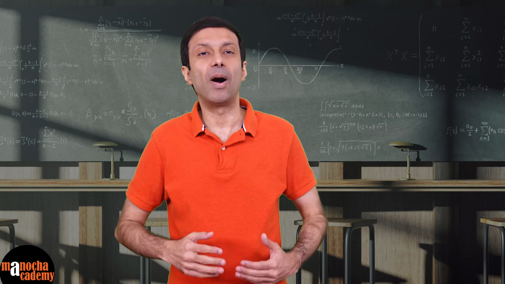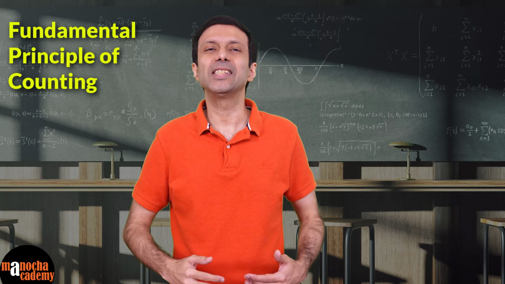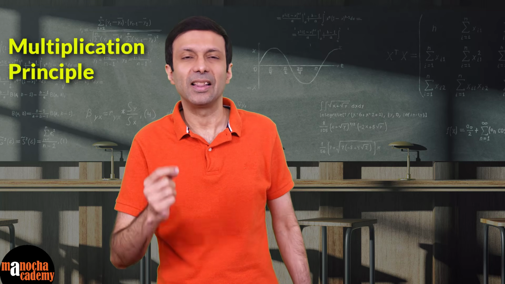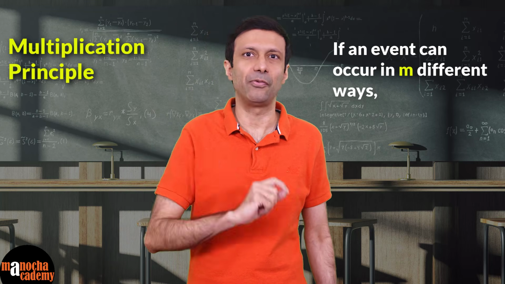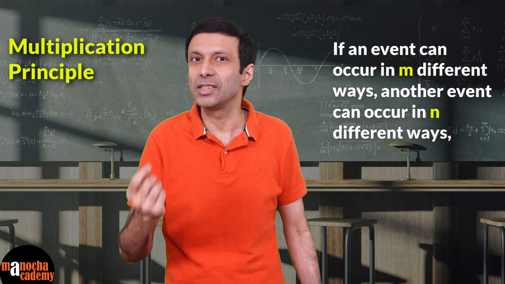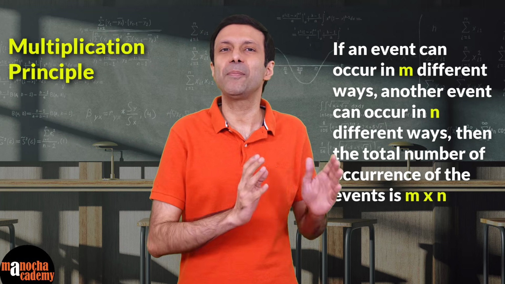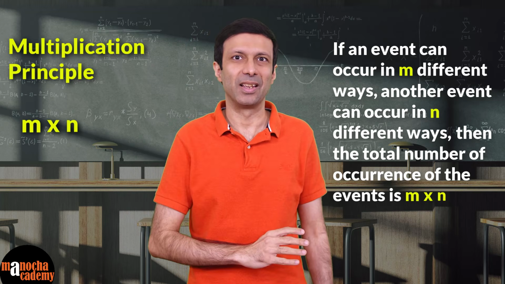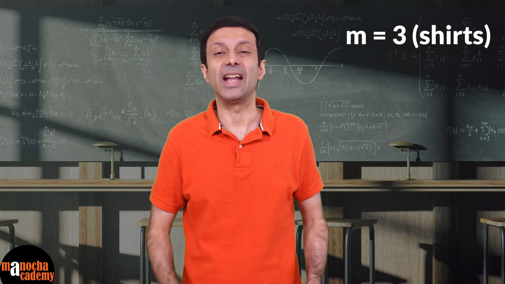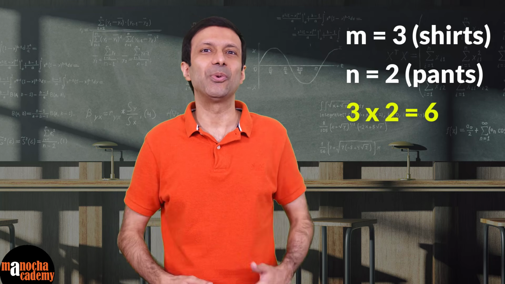This technique, where we are multiplying out the possibilities, is known as the fundamental principle of counting, or you can simply call it the multiplication principle. The multiplication principle states that if an event can occur in m different ways, following which another event can occur in n different ways, then what is the total number of occurrences going to be of the events? It's going to be m multiplied by n. So it's m times n. Now in our shirts and pants example, m equals 3 for the 3 shirts and n we can say is 2 for the 2 pants. So the total there was 3 times 2, which equals 6.